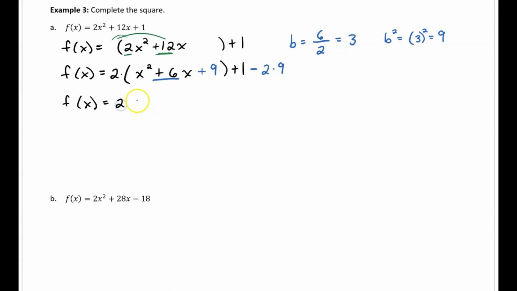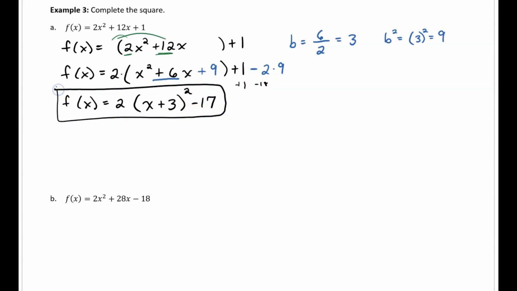From that point, it's a matter of factoring, and I think we're okay now. Maybe we can jump to the factored form. We said this is a nice perfect square trinomial. The value for b is always that number we got after dividing by 2. So I'm going to write x plus 3. And then out here, let's see what we get. We have 1 minus 18, because 2 times 9 is 18. 1 minus 18 is a negative 17. And there it is. There's our answer.